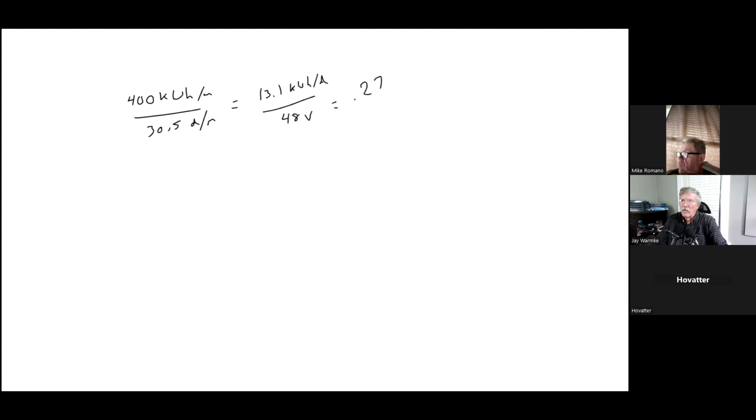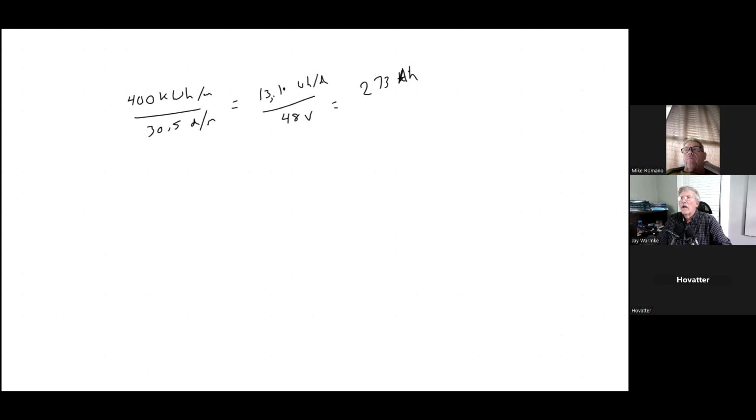Does that sound right? Amp hours. Oh, just to make it make sense, I'm going to convert this from kilowatts to watts by changing the decimal. So 13,100 divided by 48 gives me 273 amp hours. So in this case, we converted it to watts rather than kilowatts.